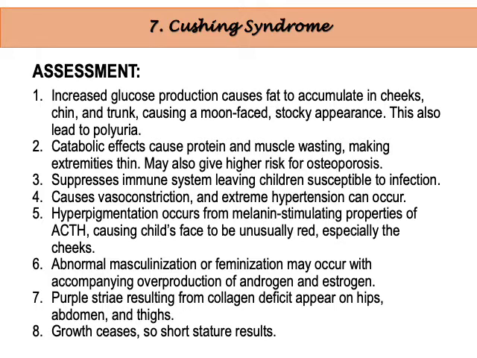Abnormal masculinization or feminization may also occur. This is because of overproduction of androgen and estrogen. Seventh, purple striae may result from collagen deficit and they appear on the hips, abdomens, and thighs. And lastly, the growth ceases, so there is short stature.